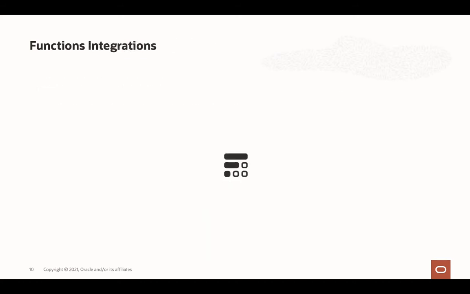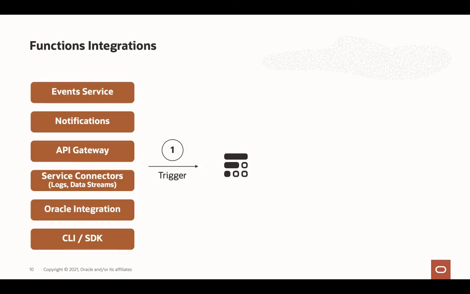So what are the various ways in which you can trigger functions today? We have a number of services in OCI that can trigger your functions. The event service, notifications, API gateway, service connector, which supports logs and streams, Oracle Integration Cloud, and you can, of course, use the CLI SDK.